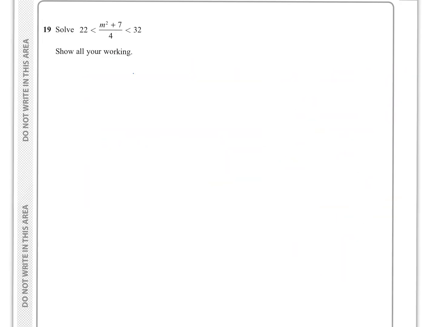Question 19. We've got an inequality. And all we've got to do is find the region that m can lie in. So what we're going to do is we're going to times everything through by 4. 4 is a positive number, so it's not going to have any change of the inequality sign going on. So we're going to have 22 times 4 is 88. M squared plus 7 is left here, and then 4 lots of 32. On your calculator, if you want to use that, that's fine. It's 128.